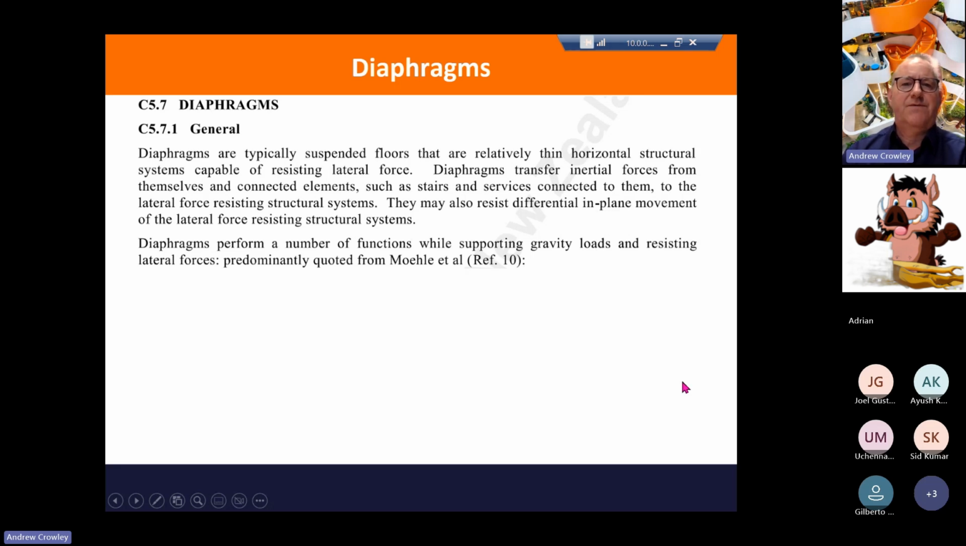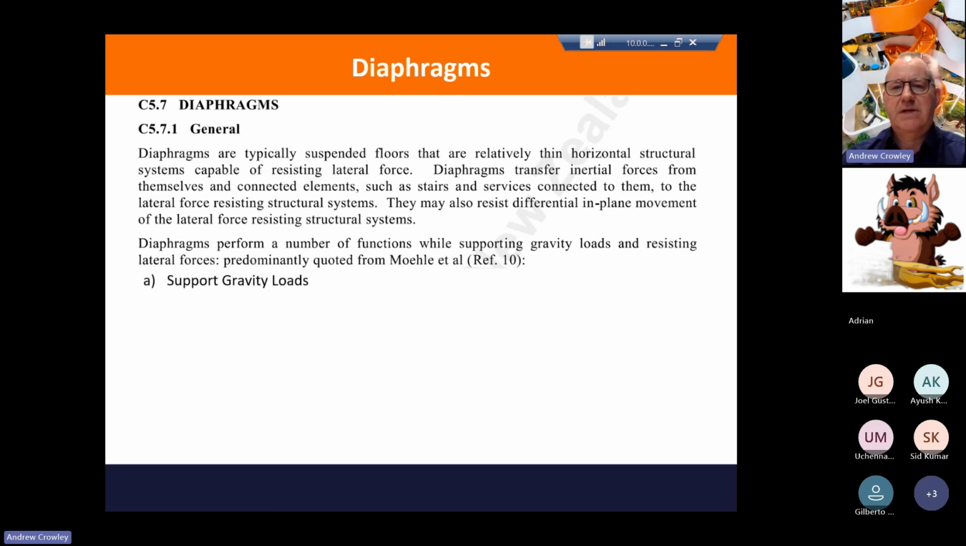So diaphragms, we're all familiar with diaphragms. They're usually suspended floors, they're usually relatively thin and they're usually horizontal, and we ask them to do more than just carry vertical loads. We often ask them to carry the lateral loads as well. The diaphragms transfer these internal forces from themselves to the connected elements and onwards to the lateral force resisting structure.